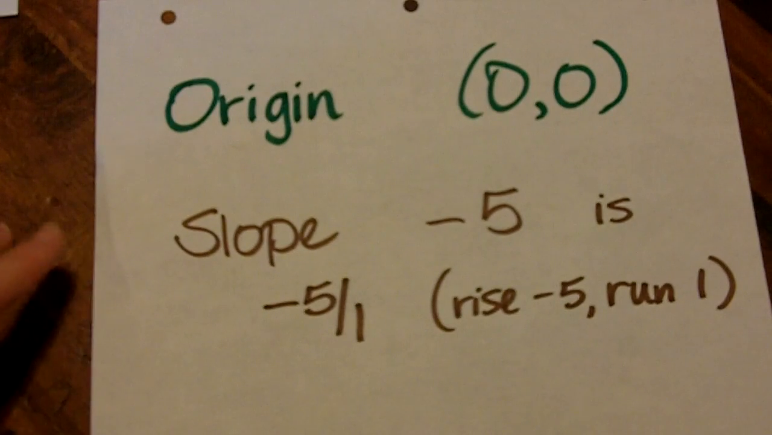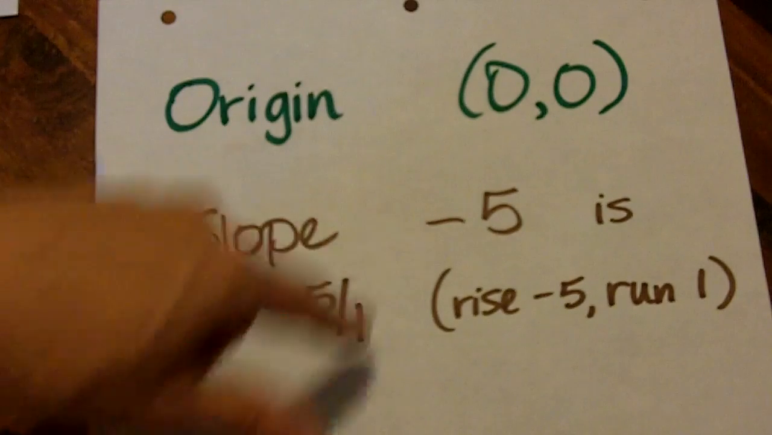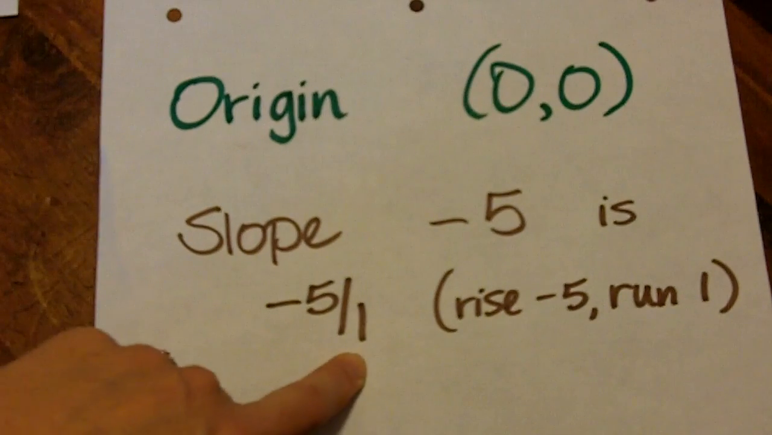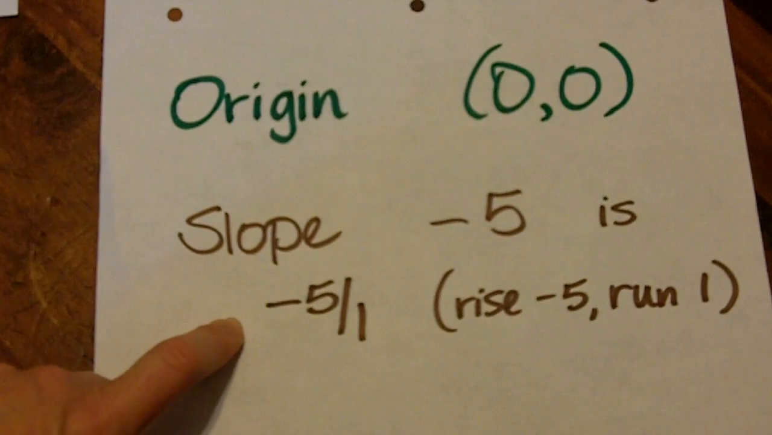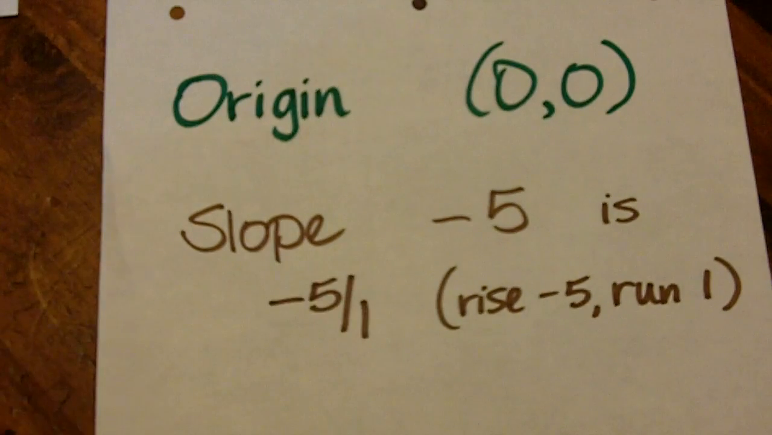Another thing is if it tells you that the slope is negative 5 or 6 or something, that whole number or that integer can be placed over 1 because the rise would be negative 5 and the run would be 1. So any whole number you can put over 1, and then you might read it a little bit easier as the slope.